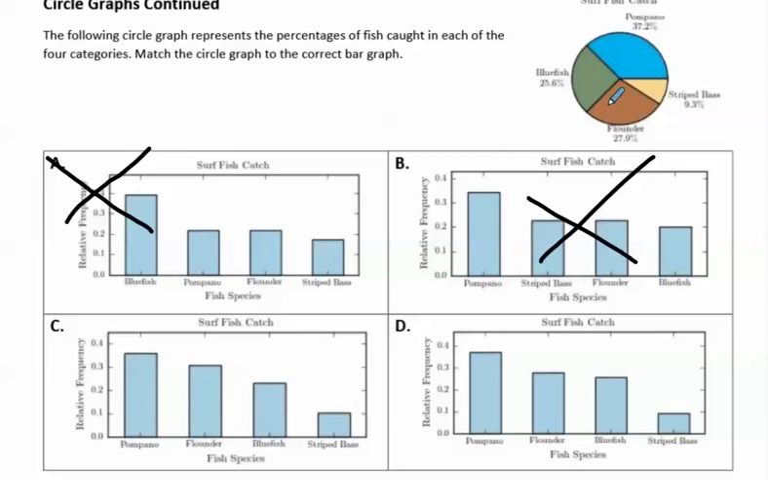Is that what we have here? No, it's about the same size as bluefish, not pompano. And here they do look about the same, but flounder's a smidge bit more. So D would be our best answer.